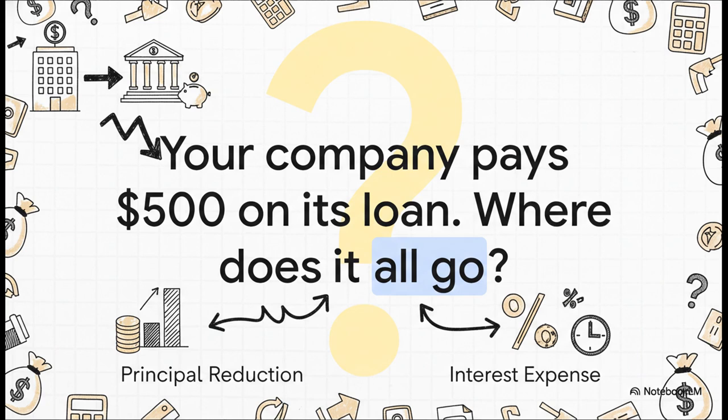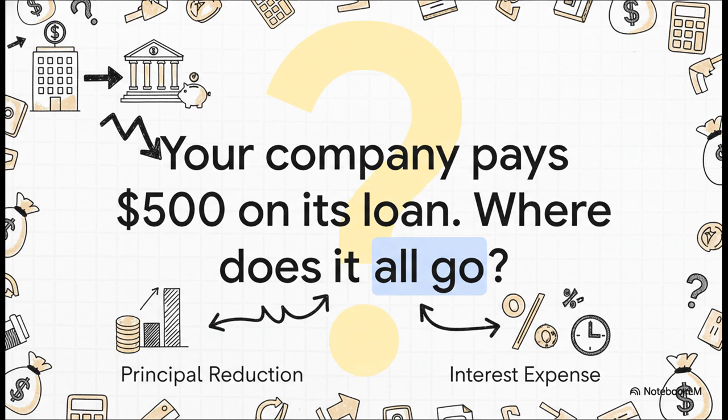So let's start with a really practical question. Your company writes a check for $500 to pay its loan. Now, a very common mistake students make is to think, okay, simple. Cash goes down by $500 and the loan liability goes down by $500. But that's just not right. It completely ignores a huge piece of the puzzle, the cost of borrowing that money in the first place.